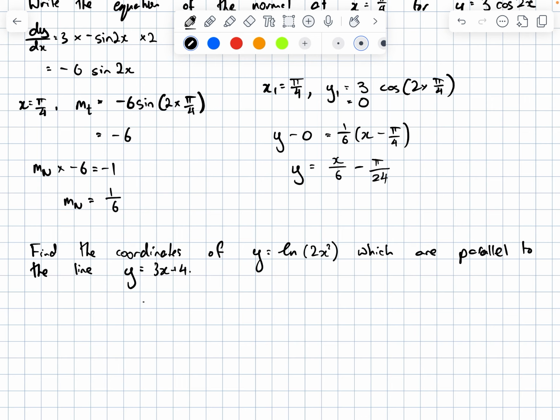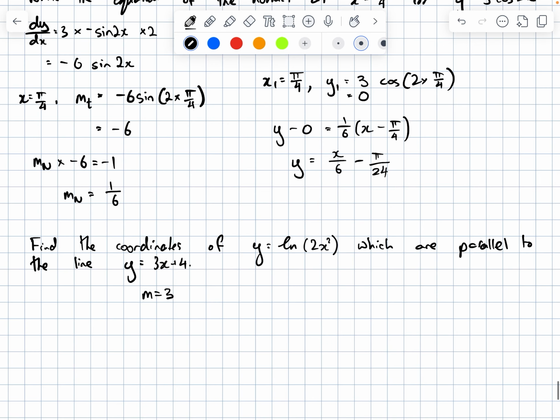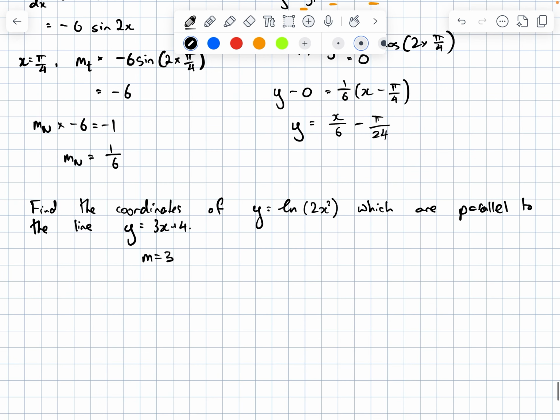So the gradient of 3x plus 4 is 3. Now, if you didn't know this, just differentiate that equation, you get 3. And that should be equal to the gradient of ln 2x squared. So we need to differentiate ln 2x squared. dy dx equals ln differentiates to 1 over the bracket and then times by the derivative of the bracket, which is 4x. So applying the chain rule gets us to 4x over 2x squared, or 2 over x. And so that means that 2 over x, which is our gradient function, must be equal to 3, i.e. x equals 2/3.